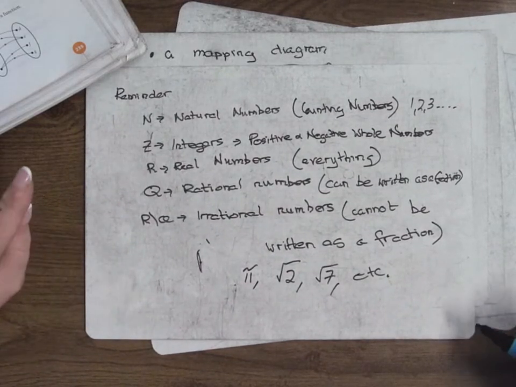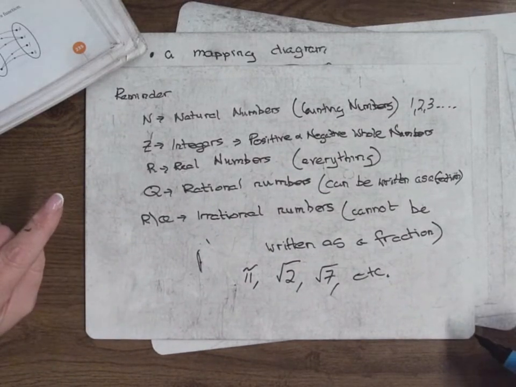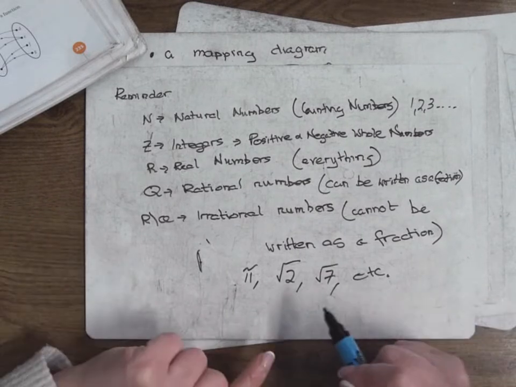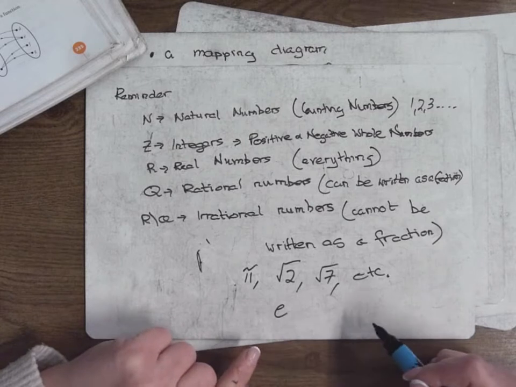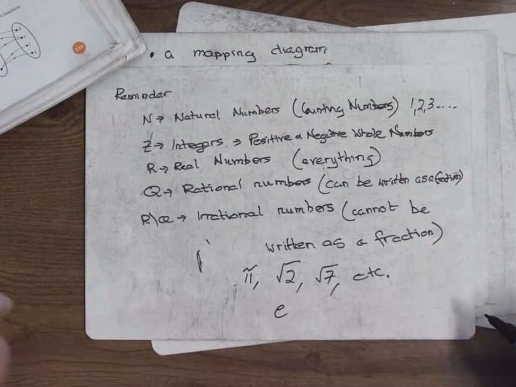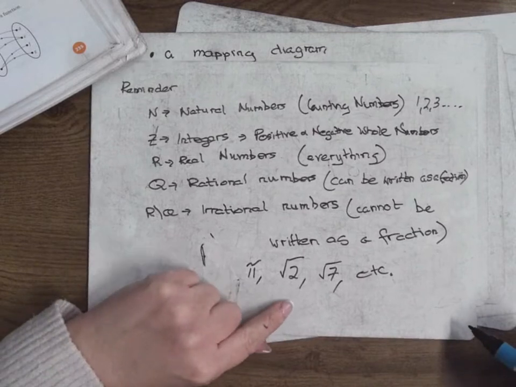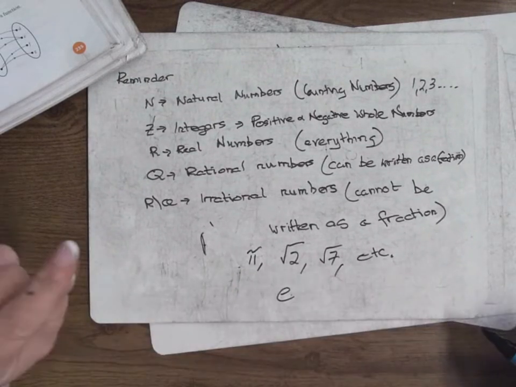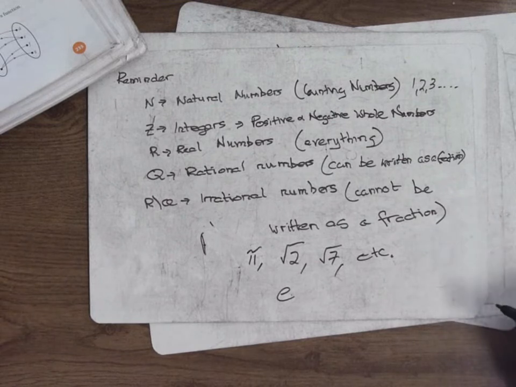Would another irrational number be the E that you do in lots? Yeah, E is an irrational number. Yeah, very good. E is an irrational number. That's just a constant that comes up in maths as well, right? And it's an irrational number. You can't write it as a fraction. It's a big long decimal, right?